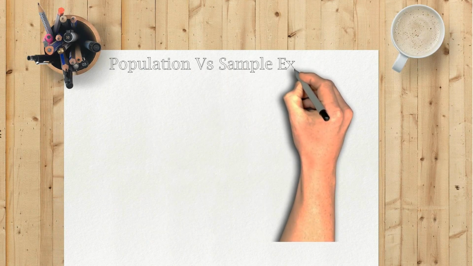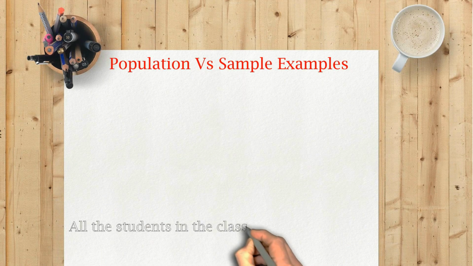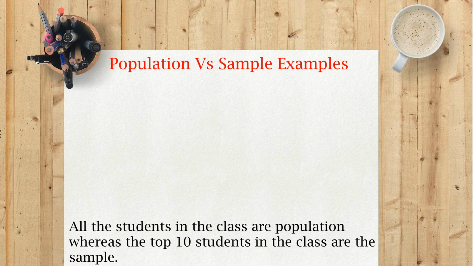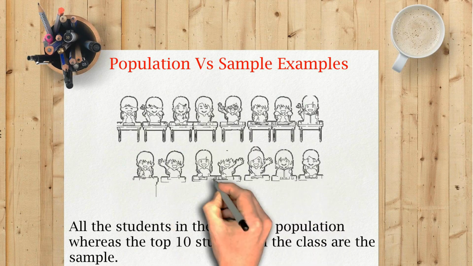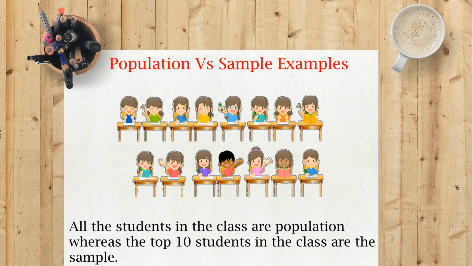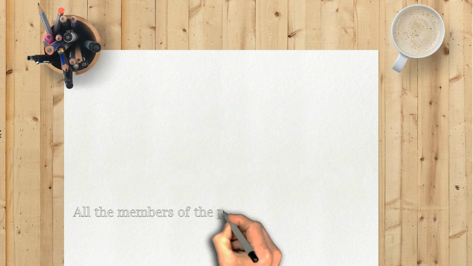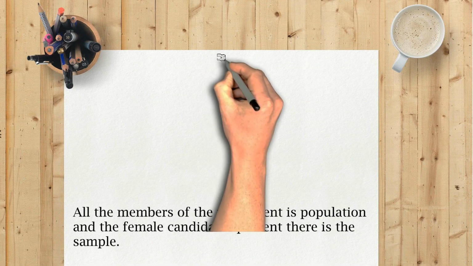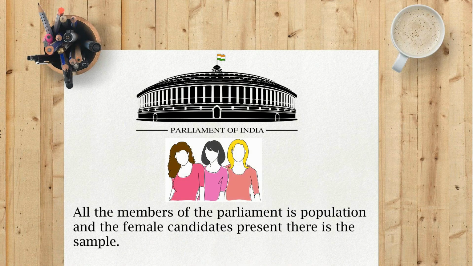Population versus sample examples. All the students in the class are population, whereas the top 10 students in the class are the sample. All the members of the parliament is population, and the female candidates present there is the sample.